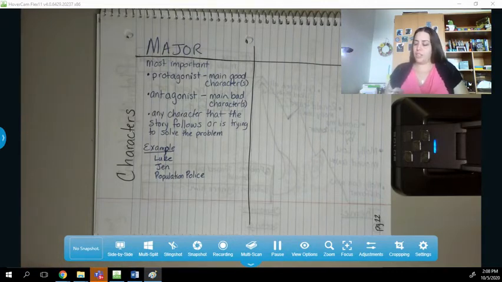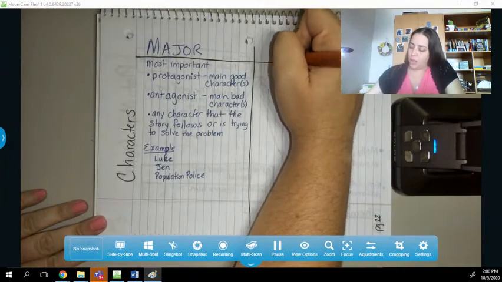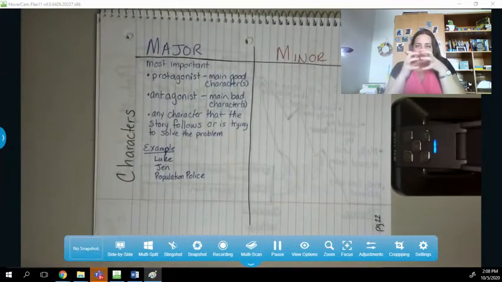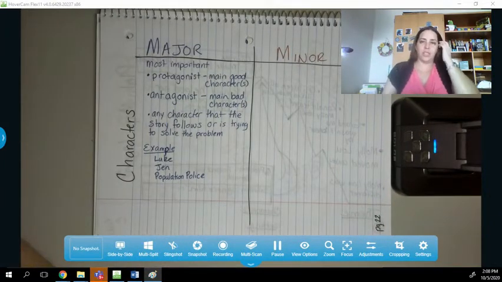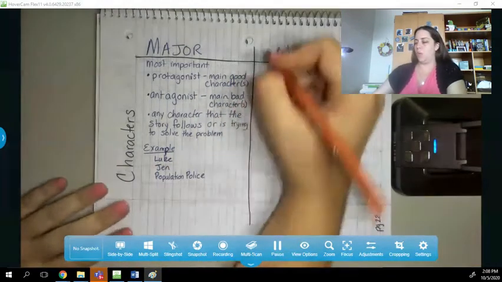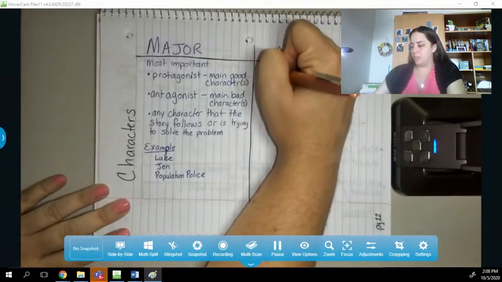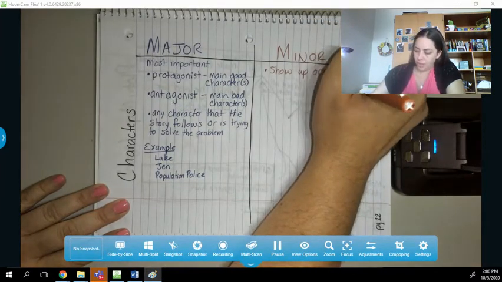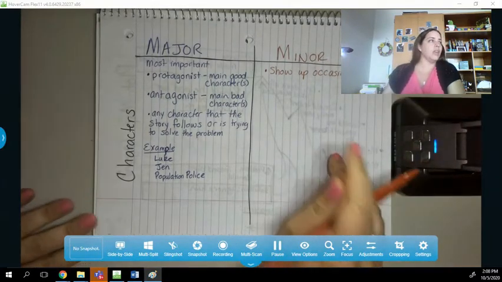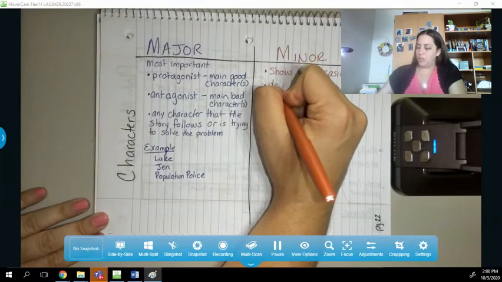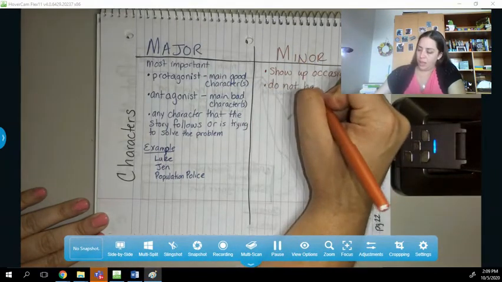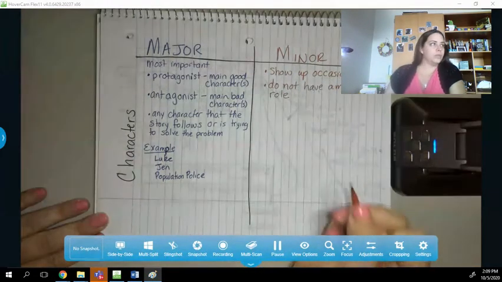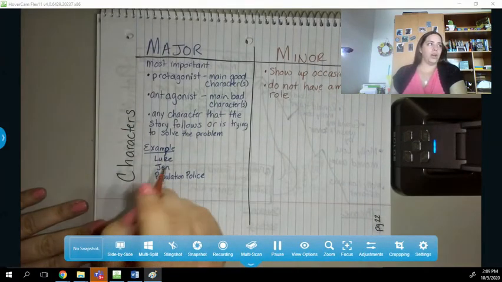And outside of our major characters, we also have our minor characters. Major is big, minor is teeny tiny. Doesn't mean that the characters are really small. It just means that they have a small role and they only show up occasionally. That means not very often. And they don't have a main role. So they don't really help the story moving forward.